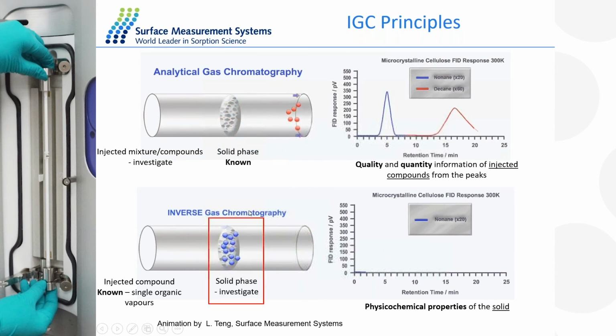In the case of inverse gas chromatography, this time we will pack the sample of interest into the column, and there will be a post-injection of a single organic vapor through this column, and there will be only one peak showing up here. From the retention time and retention volume, we can calculate the surface property of this solid sample inside the column.